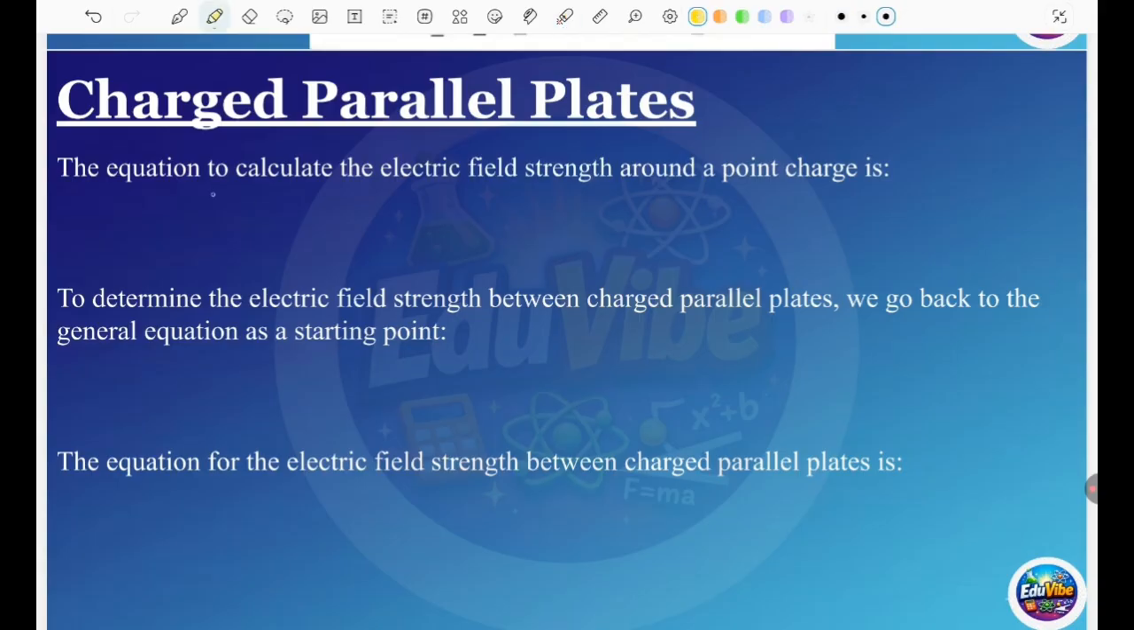As you learned, the equation to calculate the electric field strength around a point charge is: electric field is equal to kq upon r square. So this is the formula we have done. But to determine the electric field strength with the parallel plates, we go back to the general equation, the starting point.